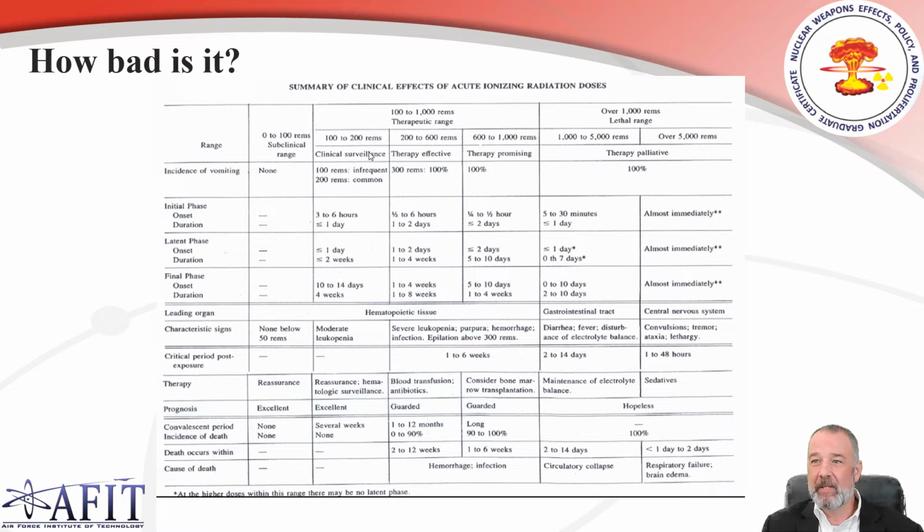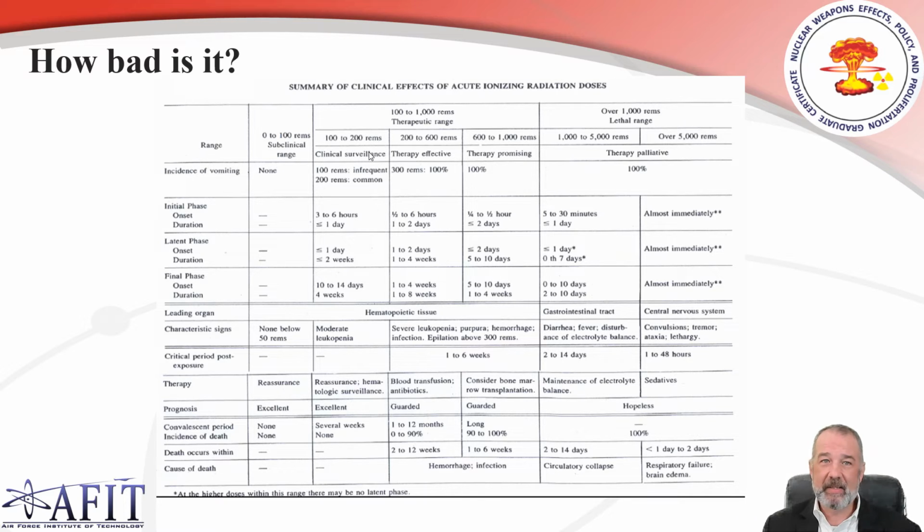Now, when does this occur? 3 to 6 hours for the lower exposure, half an hour to 6 hours for the mid-range exposure, and then very, very rapidly, between 15 minutes and 30 minutes, or half an hour, for 600 to 1,000 REMs. And then how long does it last? Well, less than a day for the first part, 1 to 2 days for the mid bit, and then 2 days for the second part.